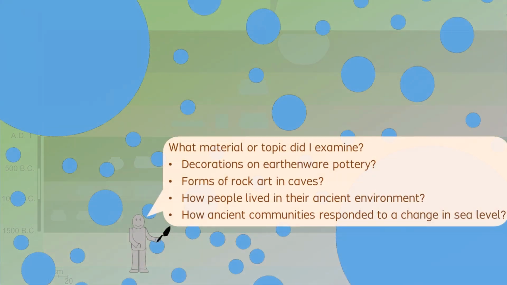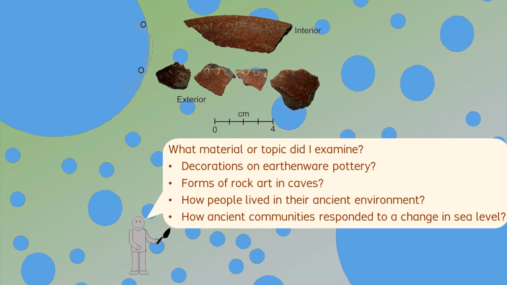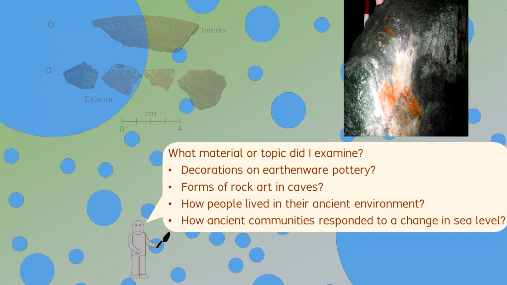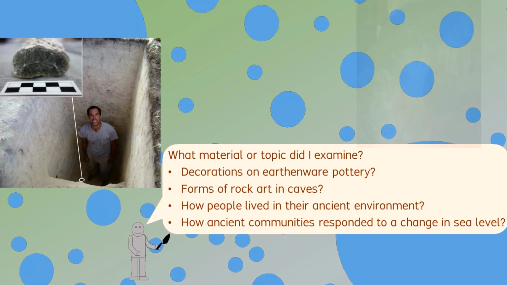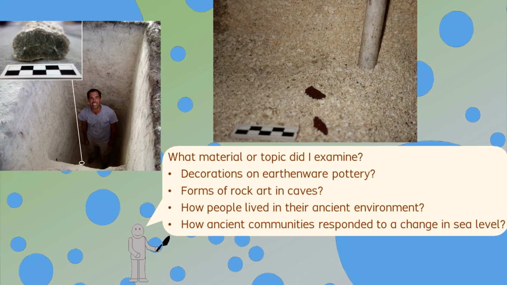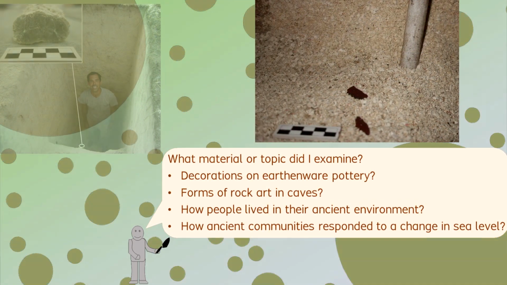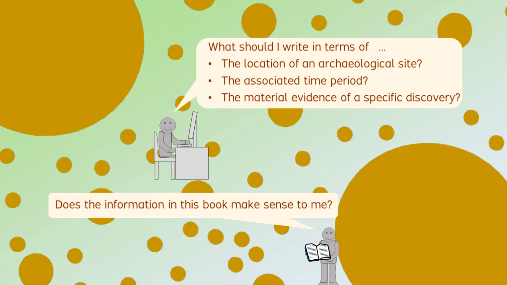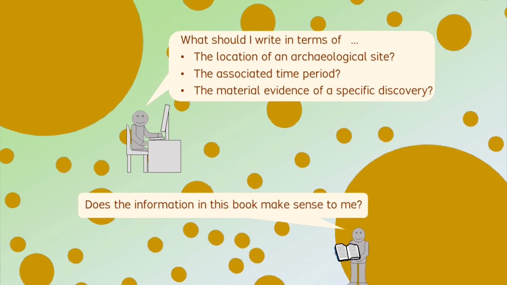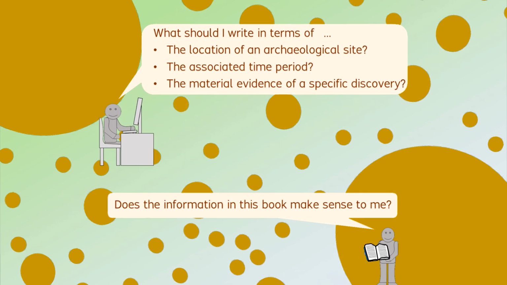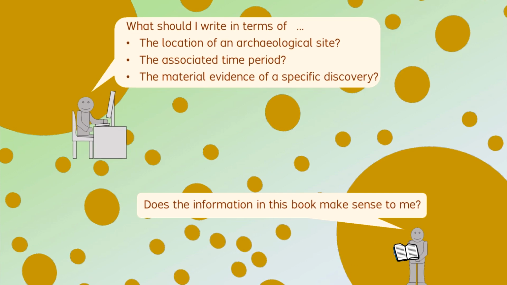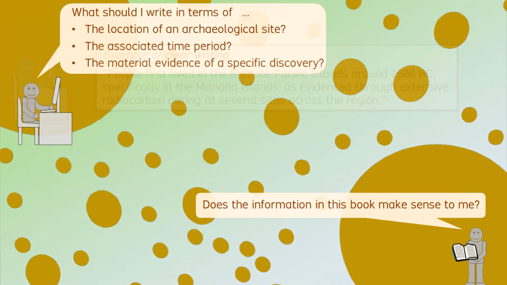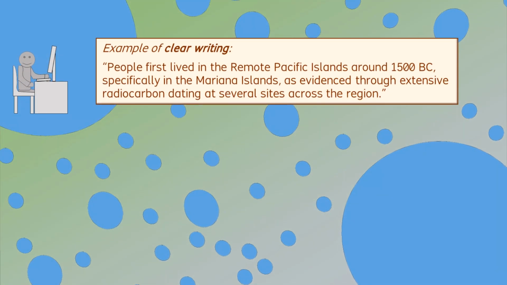In some cases, I focus narrowly on the decorations on earthenware pottery or on the forms of rock art in caves. In other cases, I look more broadly at how people lived in their ancient environment, or how an ancient community responded to a change in sea level. In my approach, I imagine someone reading about my work for the first time. This hypothetical reader would need to start with the basic context of what was found, where was it, and how old was it. Here is one example of clear writing in archaeology.